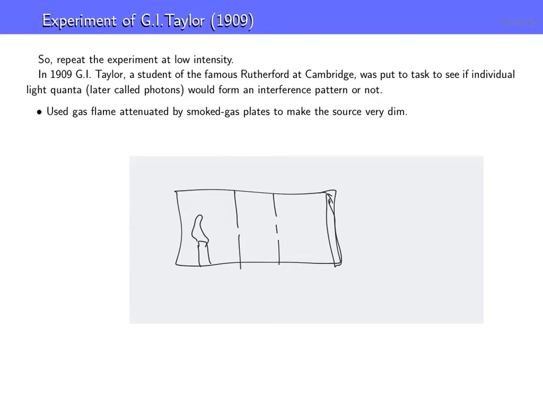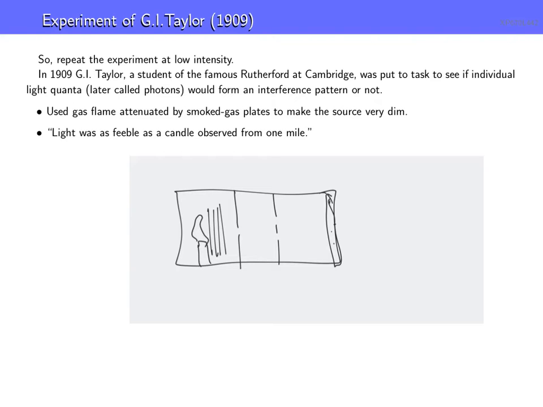Now, in order to reduce the intensity of the light, what Taylor did, and it's pretty obvious, is put smoke glass plates, so it gets really dark, in between. And what this does is attenuate the light source. So in this way, the light gets very, very dim, and you wait to see what pattern arises on the photographic plate. Now, in his paper, we'll actually take a look at it at the end of this, he said that the light was as feeble as a candle observed from 1 mile.